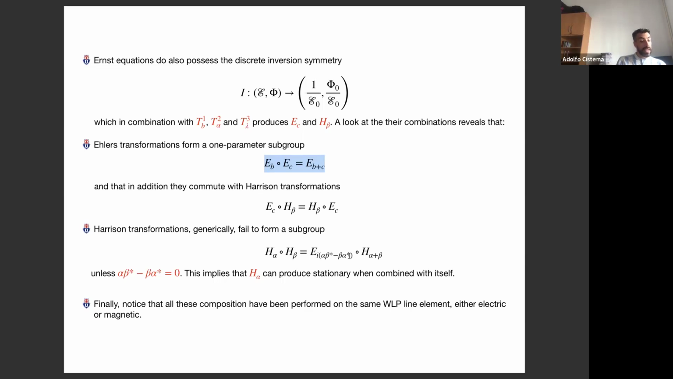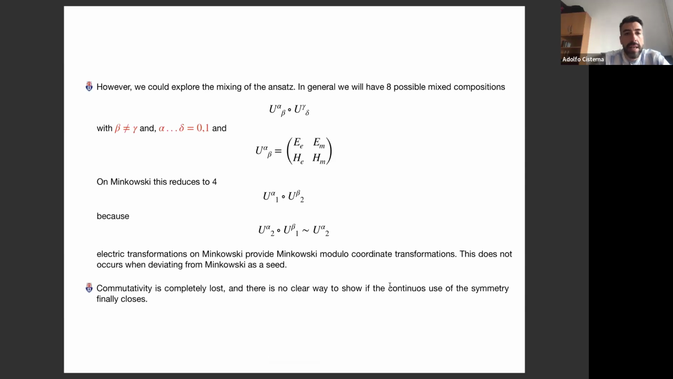What does it mean? Let's say I take the electric one, I apply a Harrison, and then instead of applying another electric Harrison, I will apply a Harrison, but in a magnetic fashion. Then things completely mess up, nothing commutes, and it's very difficult to know what is going on. And recently, we found that many spacetimes can be found in that way. The only problem is that we didn't find a way to ensure that eventually the generation of a spacetime by consecutively applying all of these transformations eventually closes.